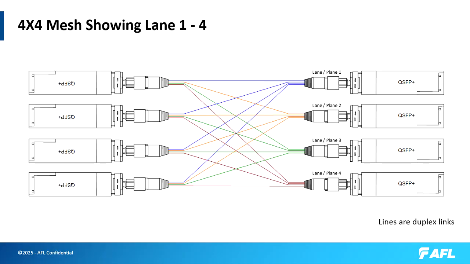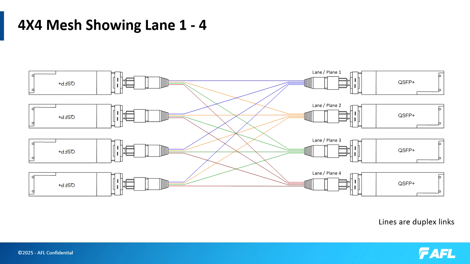So a lane is a transmit and receive pair. You've got one MPO on end A that has lane 1, lane 2, lane 3, lane 4. And what you want to do on the mesh, fundamentally, is take that one MPO at the far end. Lane 1 would go to MPO1, lane 2 would go to MPO2, lane 3 goes to MPO3, and lane 4 goes to MPO4.